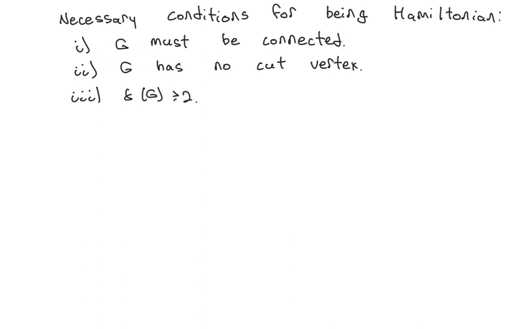One, the graph must be connected, and that's because if your graph had two different components, then it's not possible to get a cycle that contains every vertex of the graph because you would have to be able to cross from one component to the other.